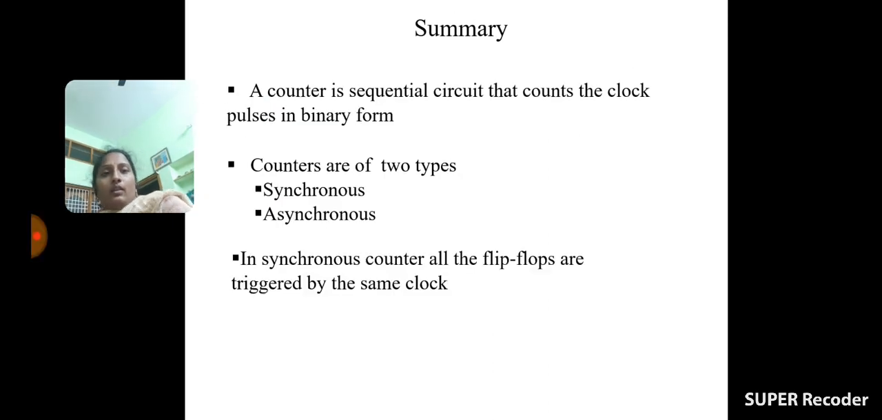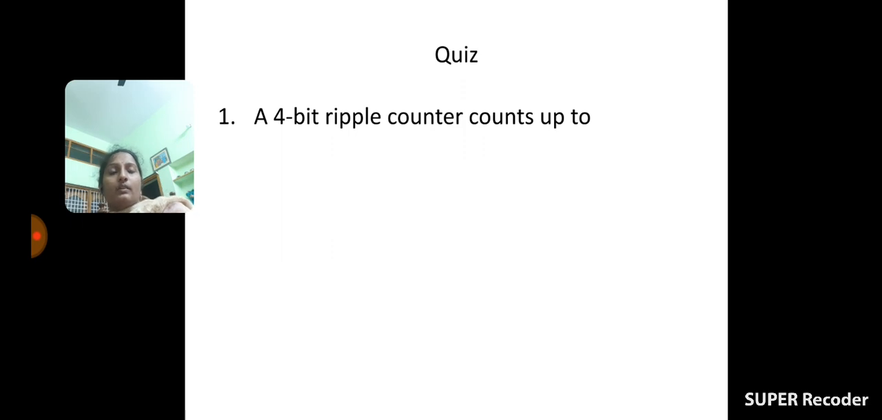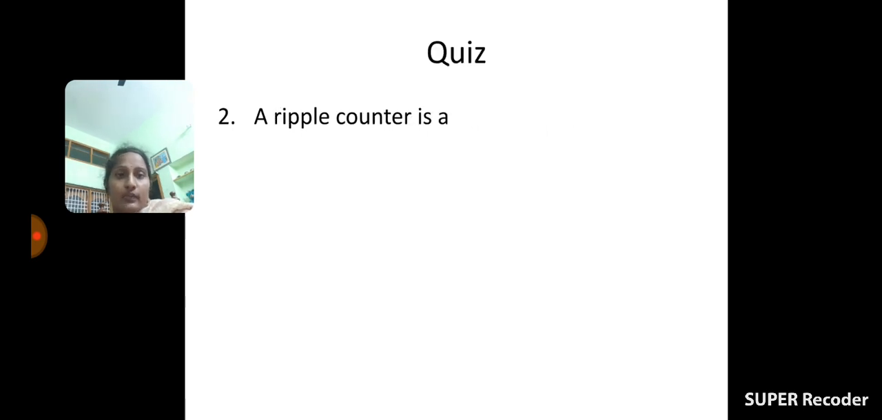See, in each and every competitive exam we will get multiple choice questions. See here, first question: a 4-bit ripple counter counts up to what? The 4-bit, the name itself indicates, counts up to 16. Okay, 16 means 0 to 15.